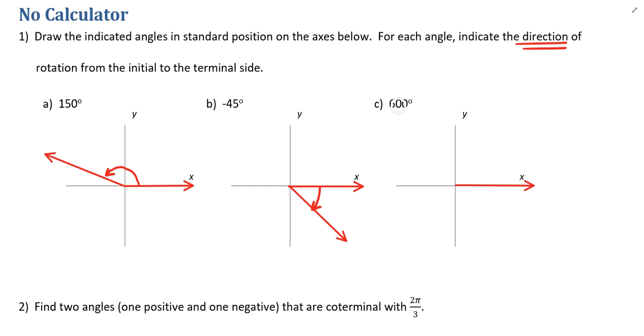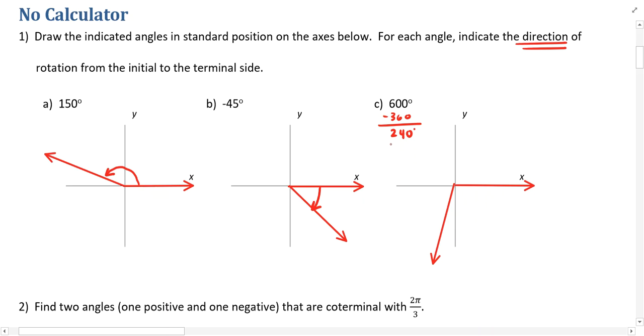Lastly, 600 degrees. Now this is greater than 360. It's greater than 1 revolution. So if we subtract 360, we get a result of 240, and you should be able to do this mentally without the use of a calculator. The 240-degree angle measure is a counterclockwise rotation, and we know where that exists inside the unit circle. That's 30 degrees off of 270 right here.